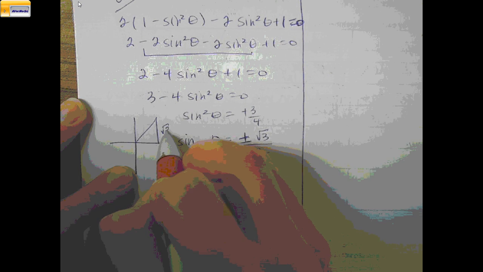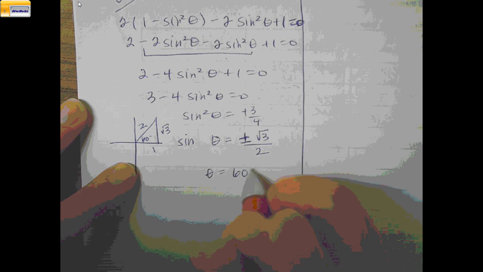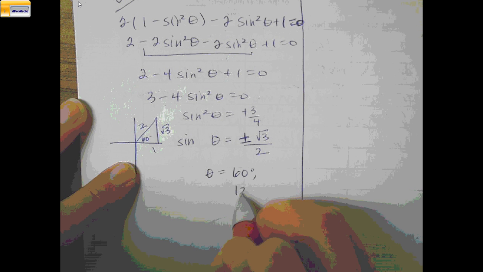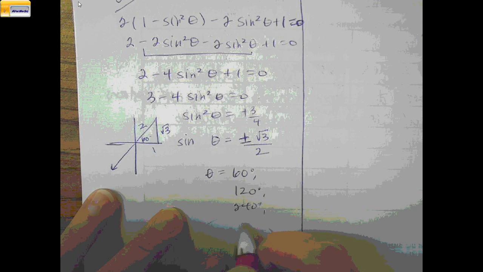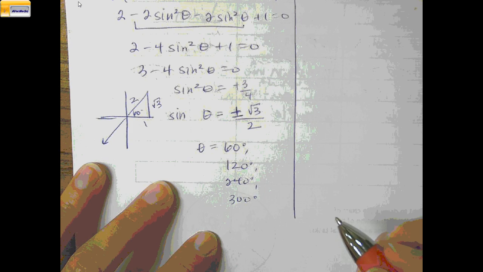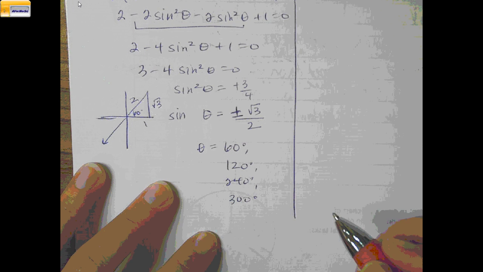We have opposite over hypotenuse. That's one of those 1, 2, radical 3 triangles. This must be 60 degrees. So in the first quadrant, theta could be 60 degrees. In the second quadrant, that's 120 degrees. In the third quadrant, 180 plus 60 is 240 degrees. And in the last quadrant, it's 300 degrees. So there's all of our possible answers.